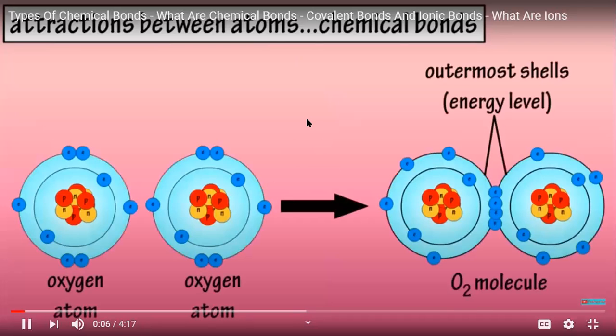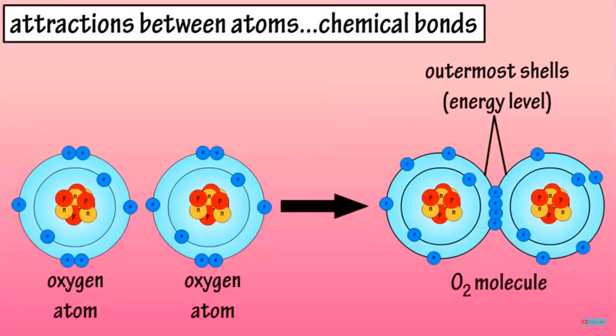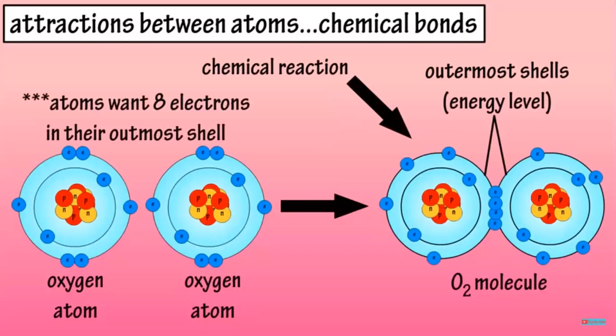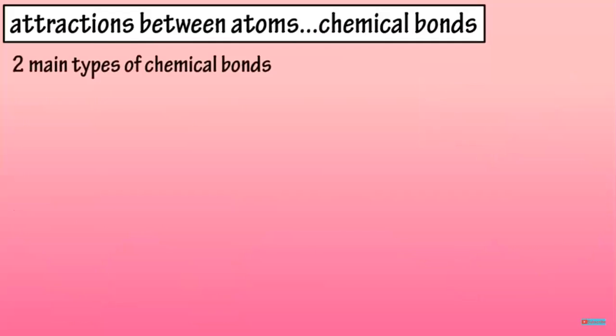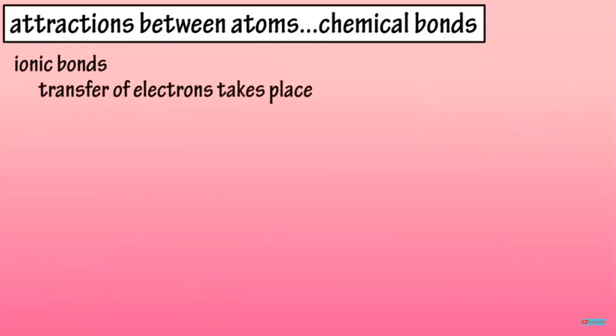The interactions of two or more atoms mainly occur at the outermost shell or energy level. The consequence of these interactions results in a chemical reaction. In atoms that have fewer or more than 8 electrons in their outermost energy level, reactions occur that result in the loss, gain, or sharing of electrons with another atom to satisfy the octet rule. The octet rule means that elements tend to combine so that each atom has 8 electrons in its outermost shell. This results in the formation of structures such as crystals or molecules. There are two main types of chemical bonds, ionic bonds and covalent bonds. Ionic bonds are bonds where the transfer of electrons takes place. Let's see how this type of bond works.